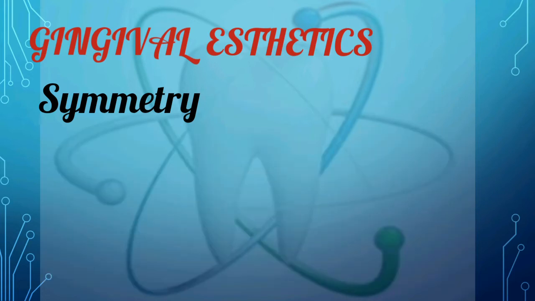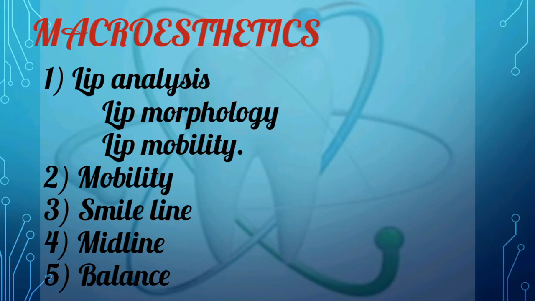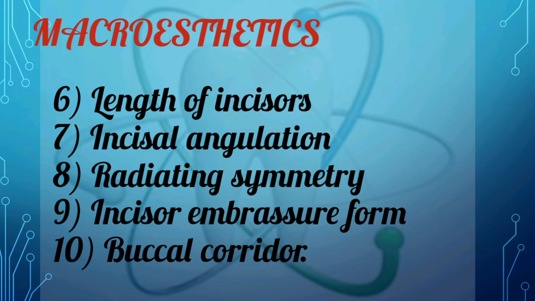The third component is the macroaesthetics. This refers to the composition consisting of the lips, their relationship with each other, the anterior set of teeth, and their dynamic quotient with the lip activity. Macroaesthetics include lip analysis, lip morphology, lip mobility, smile line, midline, balance, length of incisors, incisor angulation, radiating symmetry, incisal embrasure form, and buccal corridor.